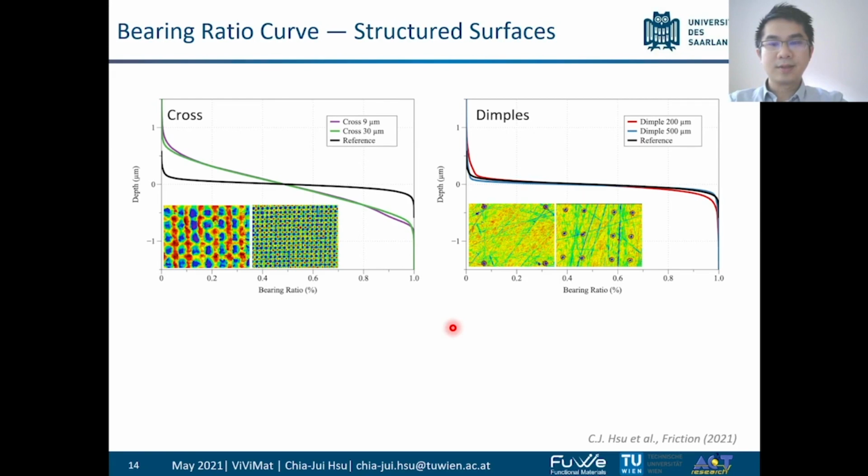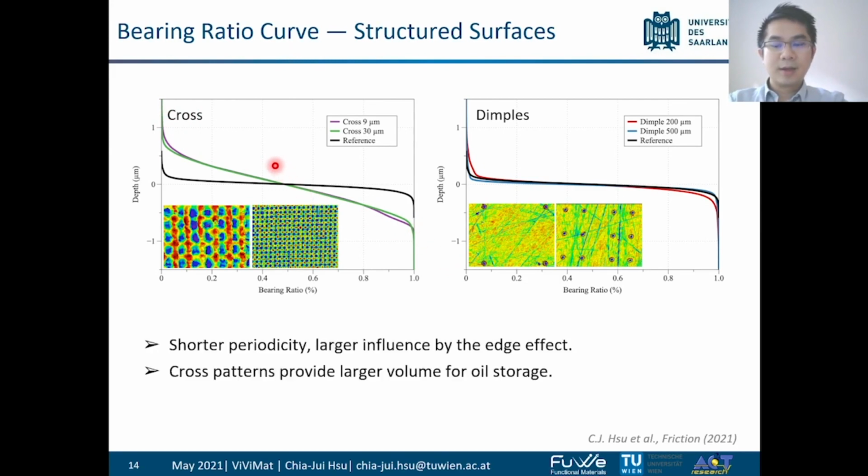After laser surface texturing, we can look at the bearing ratio curve to see the surface profile. When we compare the cross patterns, between cross 9 micron and cross 30 micron, you can see that with a shorter periodicity, a larger influence by the edge effects can be found. It also happens with the dimples, where the red one with less periodicity also has a more pronounced edge effect.